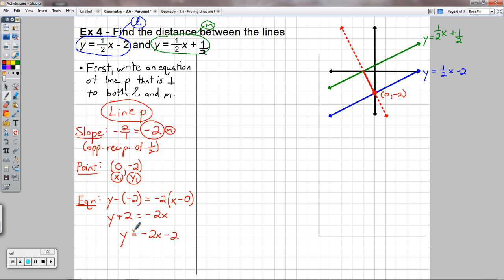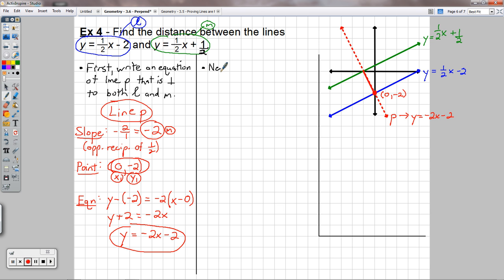So this is an equation. It's not my final answer, but it's very important. It's a very important bit of information there. So I use this point, and I use this slope to come up with an equation for the line. So that means the equation for this line P is represented by y equals negative 2x minus 2. So from there, I am now going to do this step.